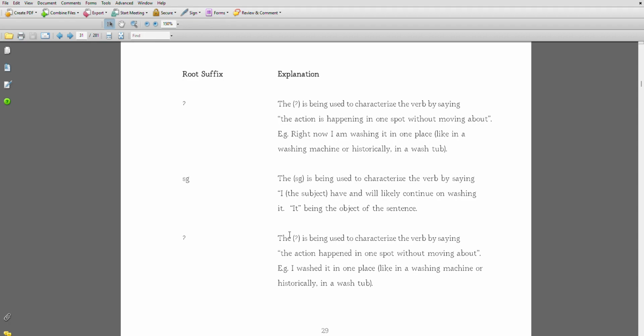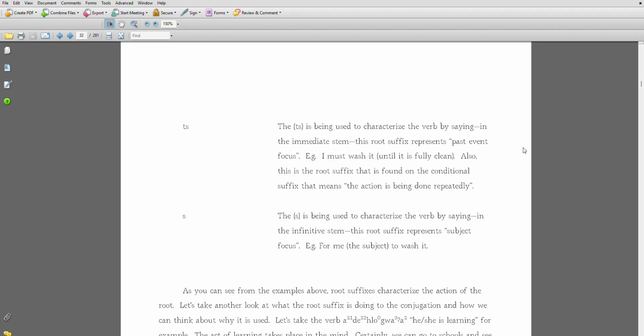Glottal. The glottal is being used to characterize the verb by saying the action happened in one spot without moving about. For example, I washed it in one place, like in a washing machine or wash tub.